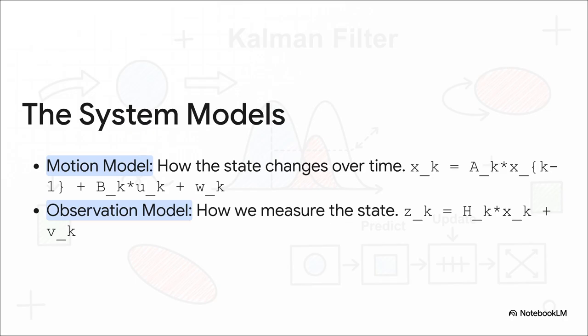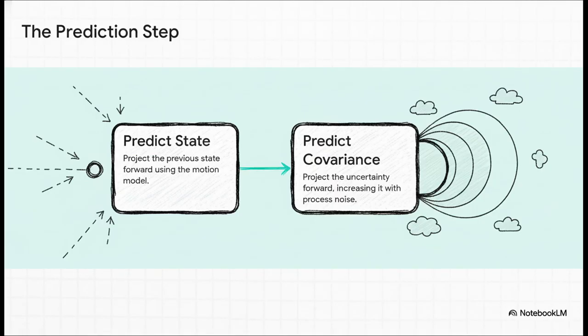W is the process noise, our motors aren't perfect. And V is the measurement noise, our sensors aren't perfect either. So here's step 1 of the dance, prediction. First, we predict our new state. That's the easy part. Then we predict our new uncertainty.